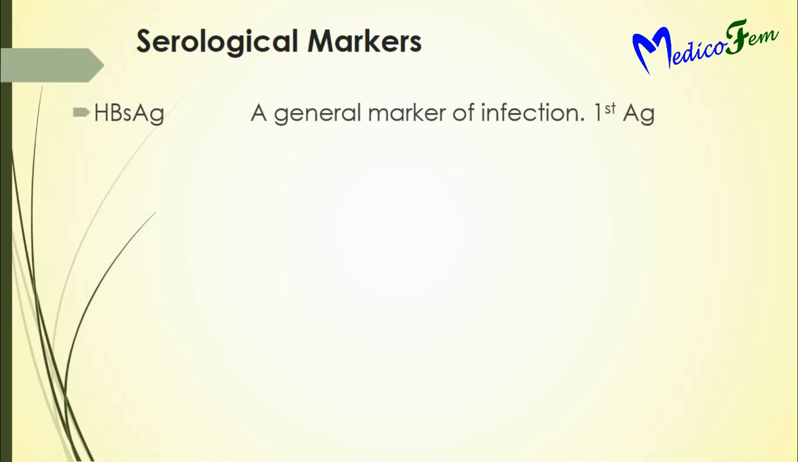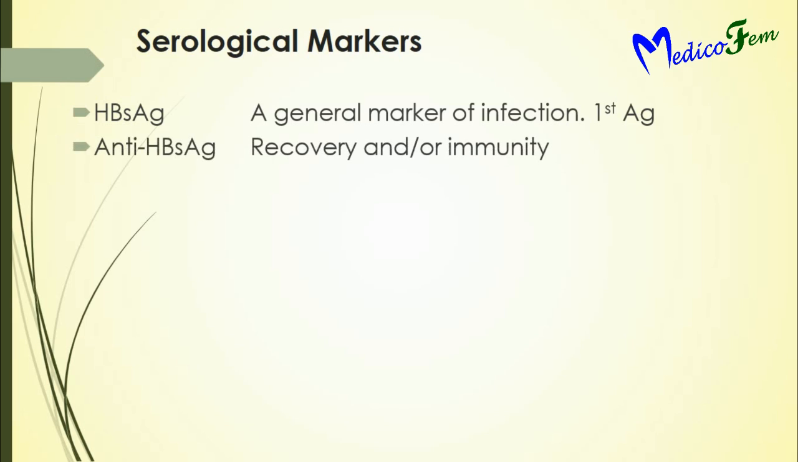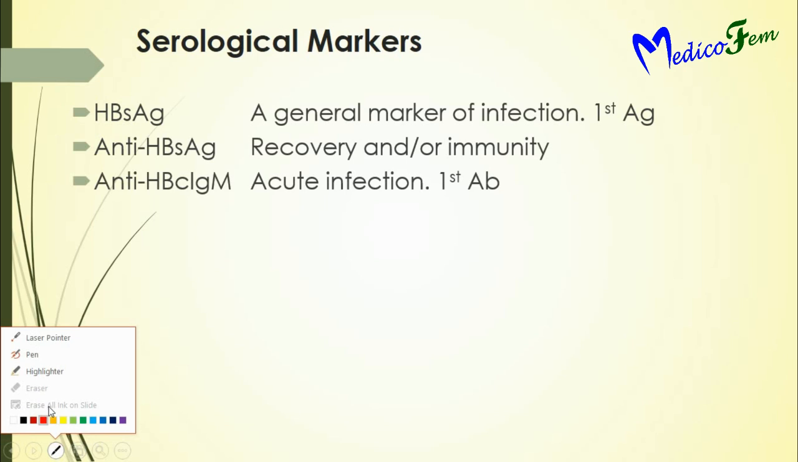And these are the serological markers. First is surface antigen. It is the general marker of infection and it is the first antigen to appear in the serum after infection. Then antibody against surface antigen indicates recovery and immunity, or vaccination status in vaccinated individuals. Antibody IgM against C antigen indicates acute infection and it is the first antibody to appear after infection.